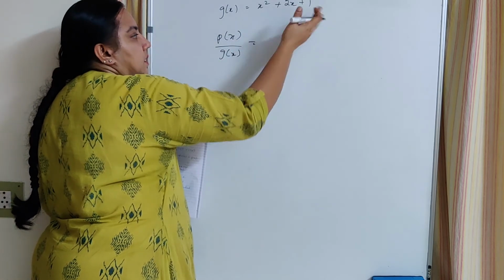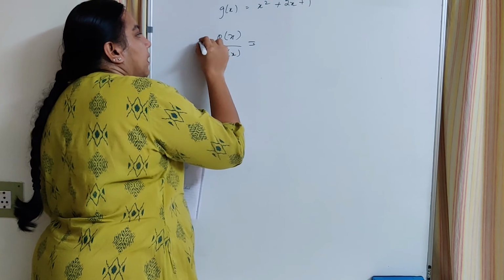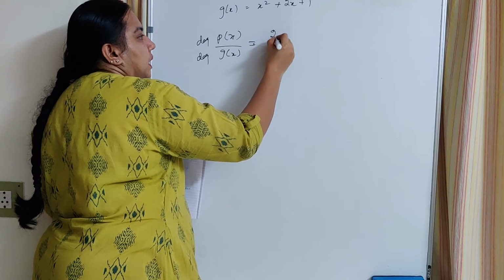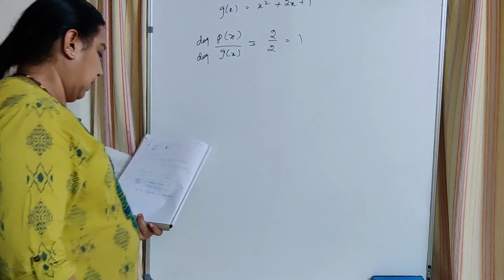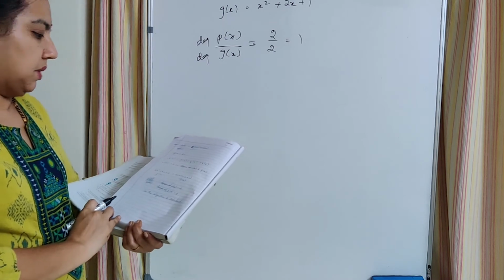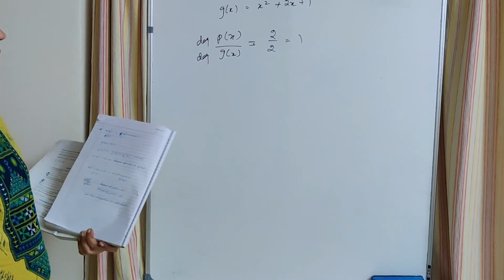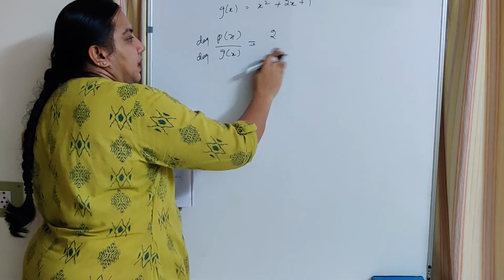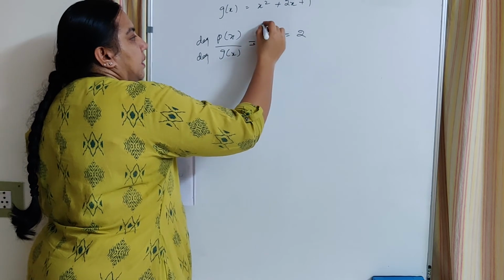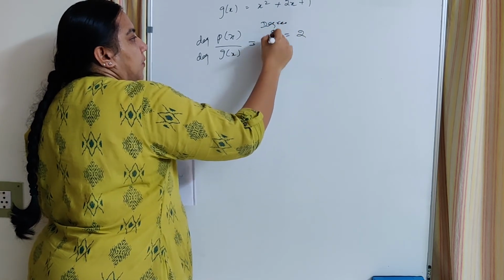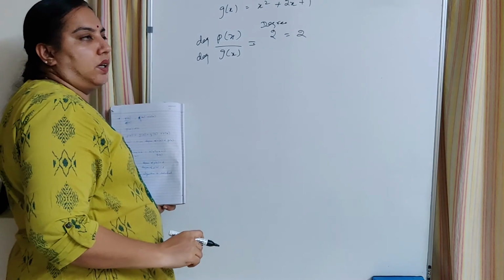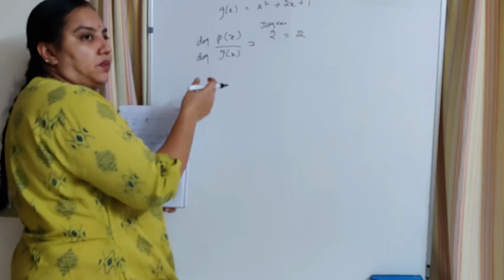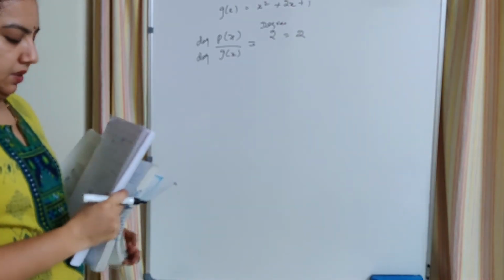g of x should not be 0, it's not 0. So the degree of p of x by degree of q of x are 2 by 2, is equal. That's it. So the algorithm is satisfied. The degree is equal. That's what they asked us. So I will write it like this: the degree of p of x and degree of q of x are equal, and so the algorithm is satisfied. This is an example of the required polynomial p of x and g of x.